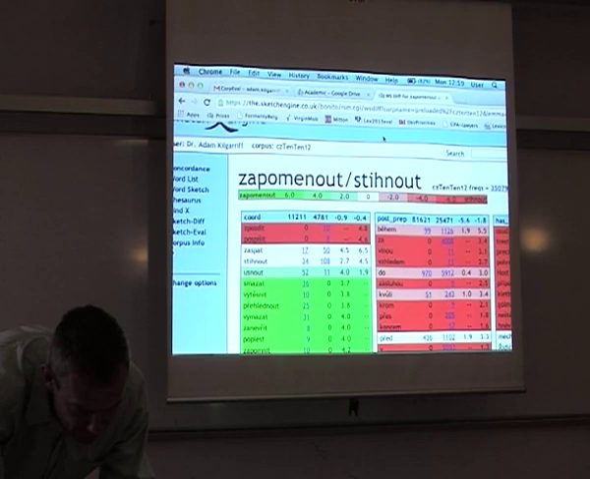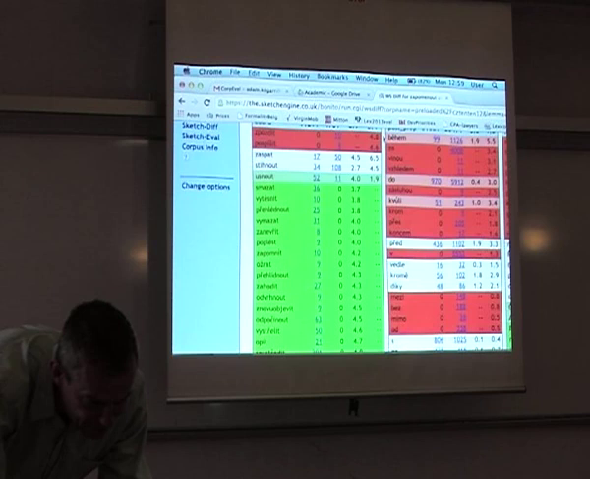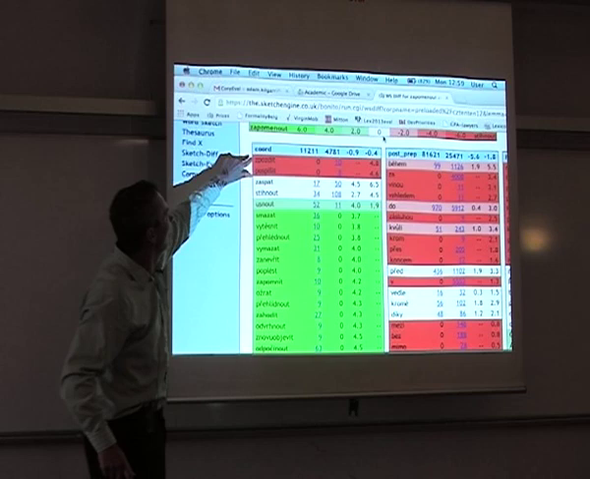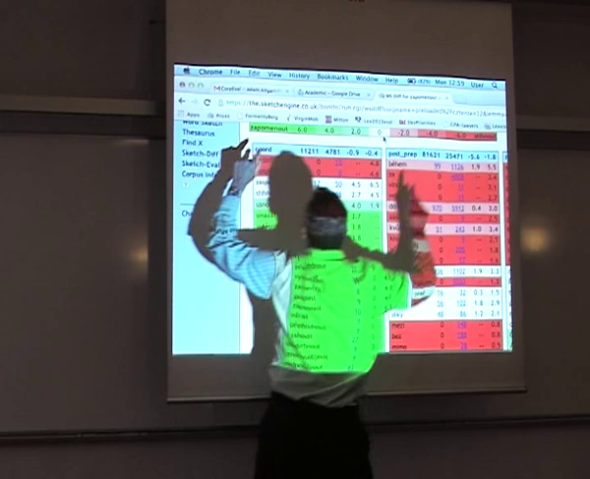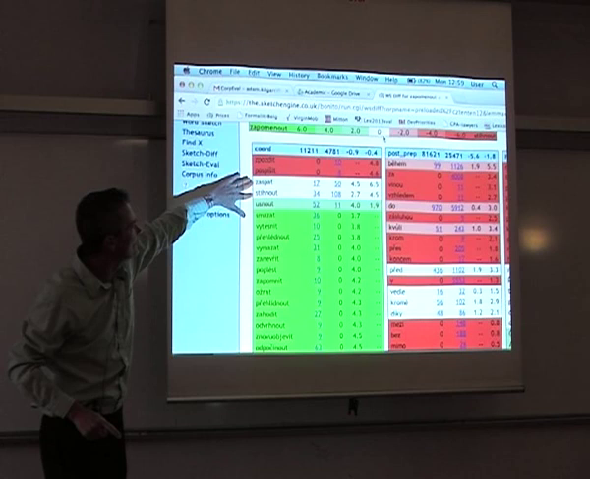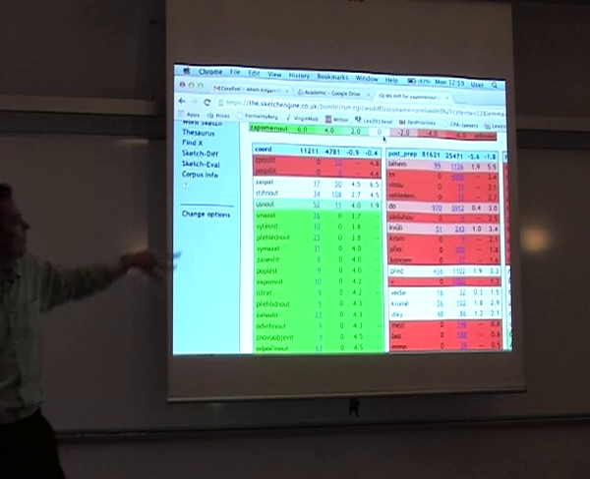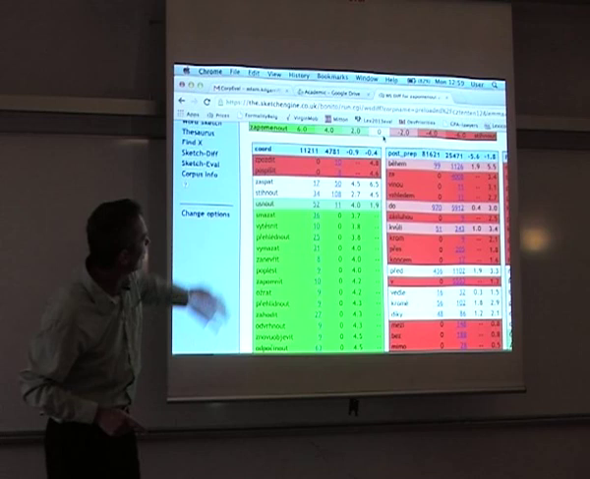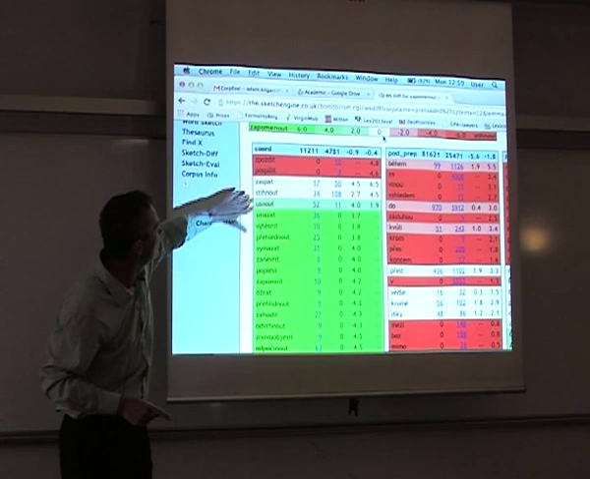What this is showing us is that the items that these two words shared, they both occurred in a sort of and/or relationship with those two. So they both occurred, the one and the other. And apart from that, they didn't share very much, because these are the ones that occurred with Stihnout, and these are the ones that occurred with Zapomenout.